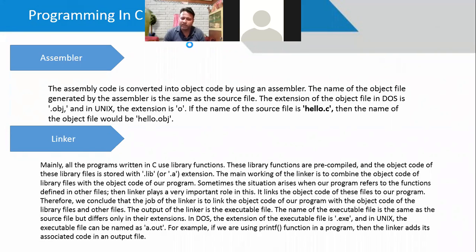Those are the library functions, which are pre-compiled, and the object code of this library file is stored in the .lib file with the extension. The main working of the linker is to combine the object code of the library file with the object code of our program. Sometimes the situation arises when our program refers to a function defined in other files. The linker plays a very important role in this.